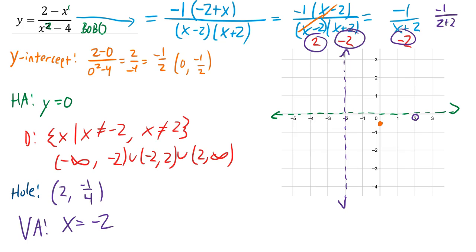Finally, I do my x-intercepts. That's the zeros of the numerator after canceling. After canceling, my numerator is negative 1. There's no way that negative 1 is going to be 0. There's no x, so it's stuck at negative 1. There's going to be no x-intercept.